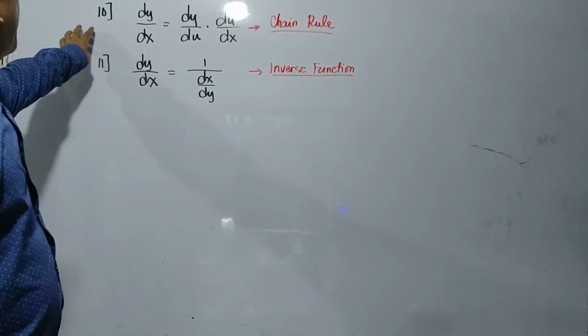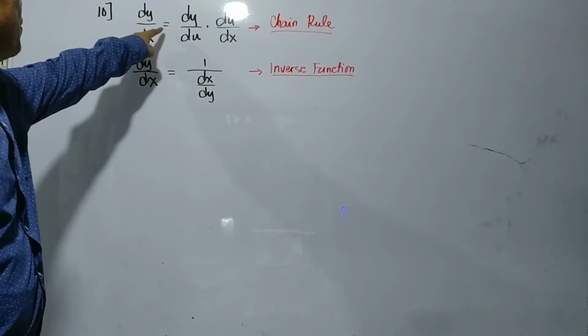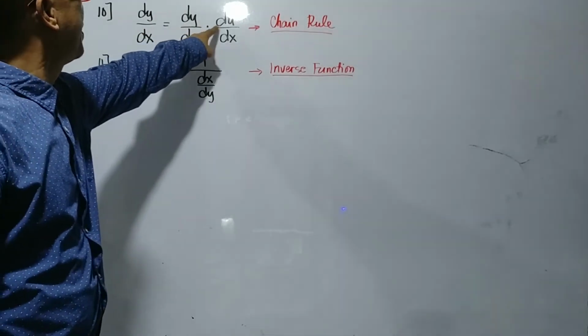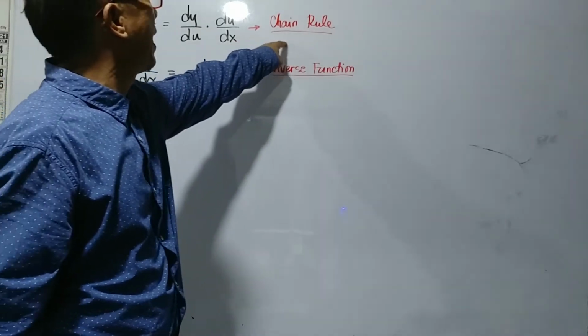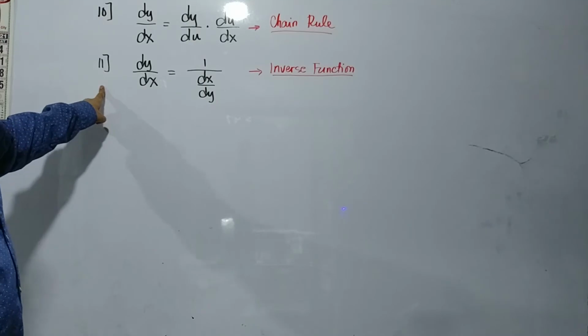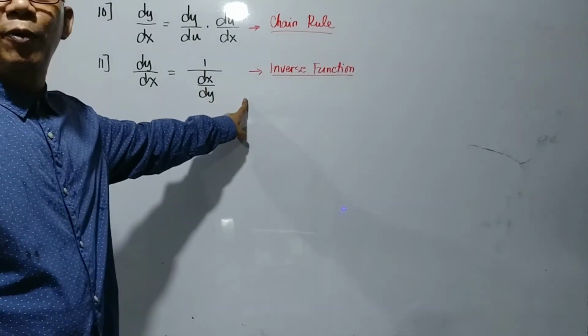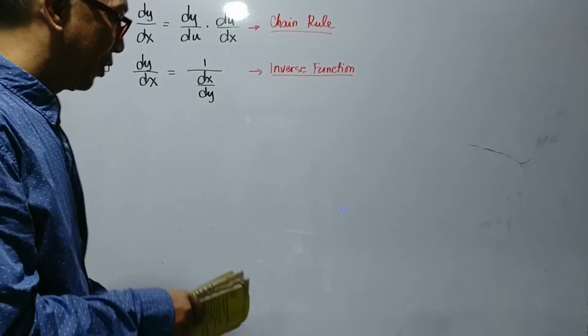So for formula number 10, we have dy/dx equals dy/du times du/dx. And that is the chain rule. For formula number 11, we have dy/dx equals 1 over dx/dy for the inverse function.